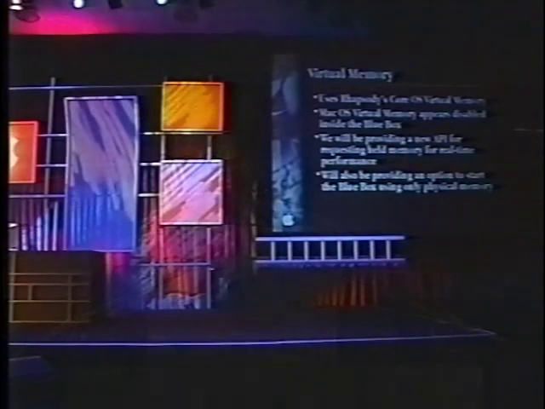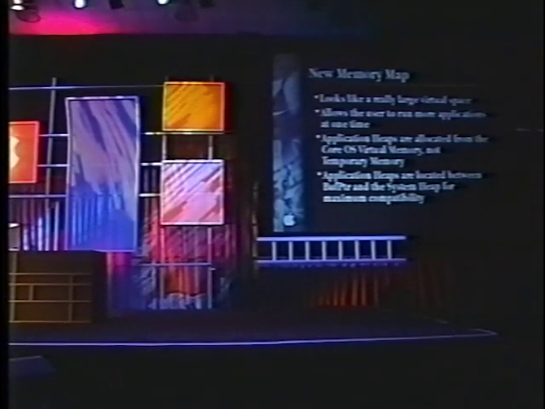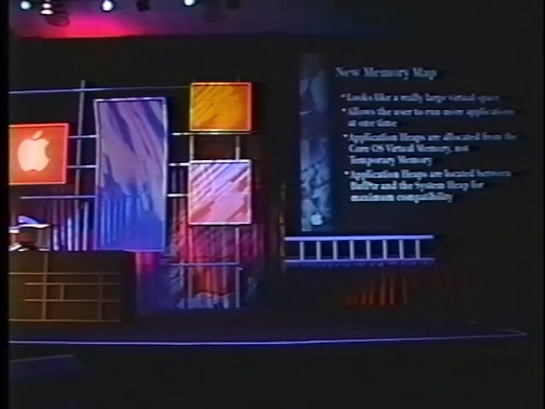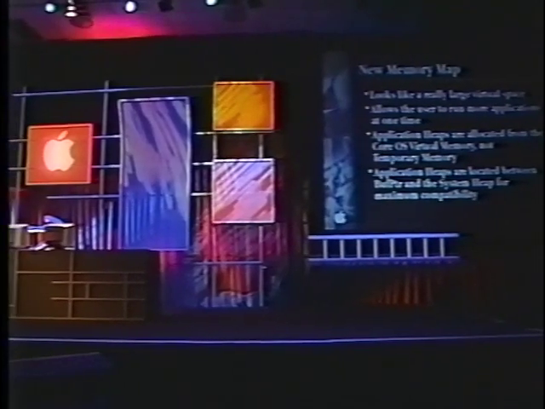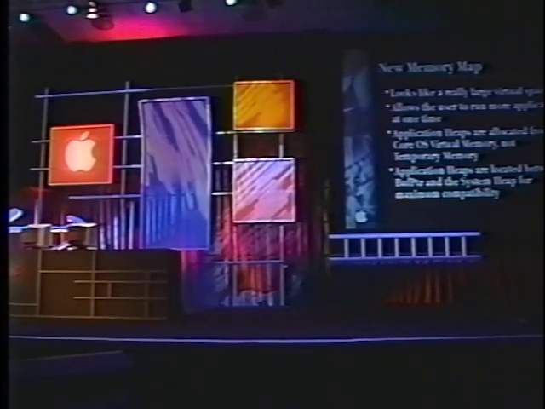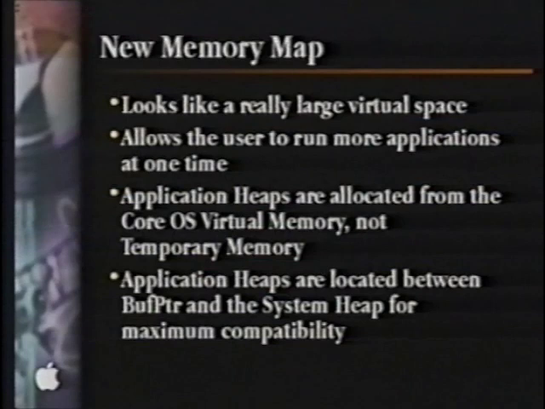Again, for performance and real-time reasons, because you don't want to be taking those hiccups that can critically impact things like printing to tape and other high-end features. So we have this new memory map. This is an option. You can turn it on or off. And it looks like a really large virtual space. Currently, it's 1 gigabyte large. And this allows you to run all of these applications.